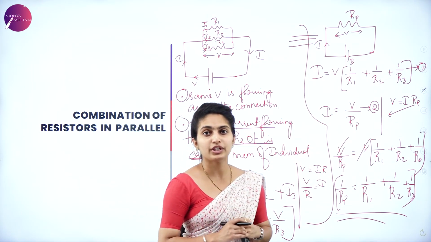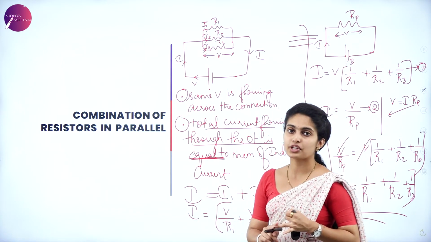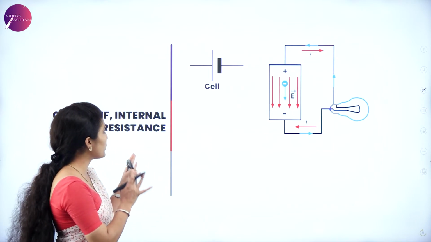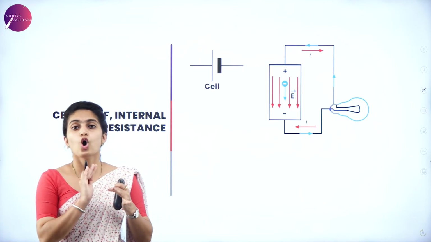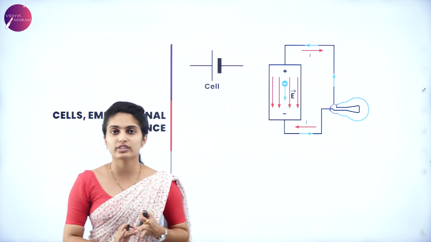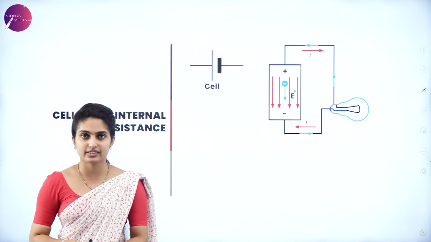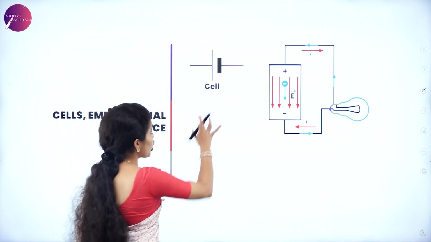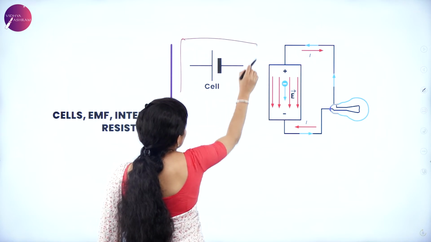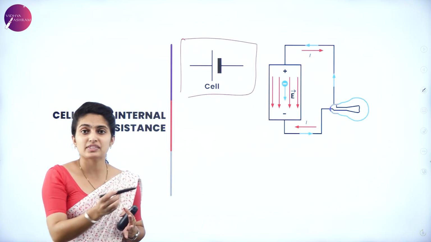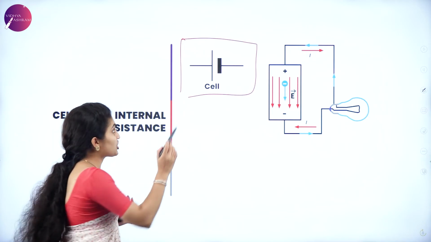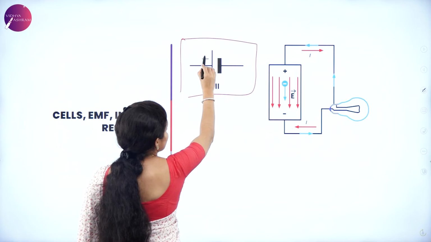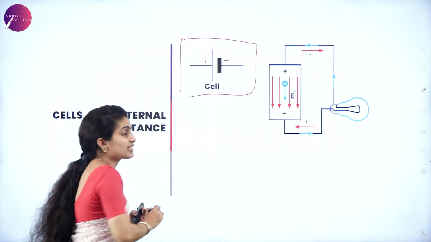That's all about the combination of resistors in series and in parallel. Now next we are going to a concept wherein we are studying what is meant by cell, what is meant by EMF, and what is meant by internal resistance. So now, what is meant by a cell? A cell is one which has got 2 terminals. I'm talking about this diagram which is represented by this symbol. The representation is given over here, one with a bigger line, one with a smaller line. The bigger line suggests it is positive, the smaller line says that it is negative.